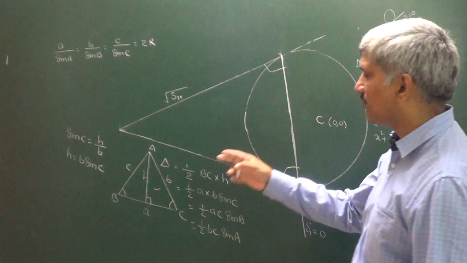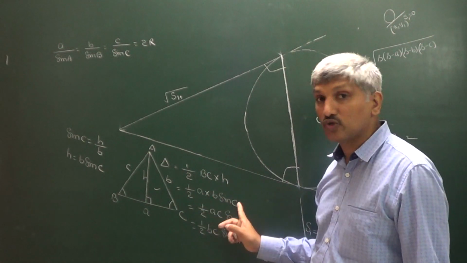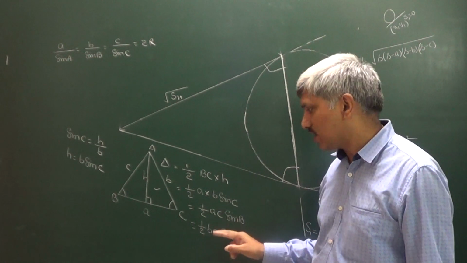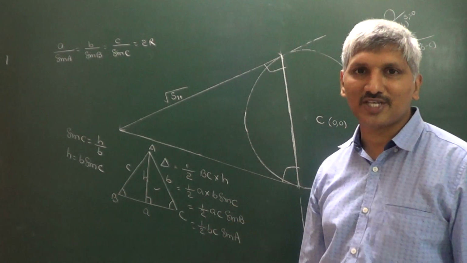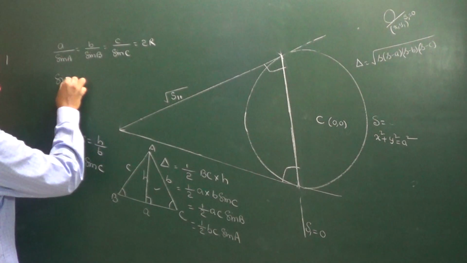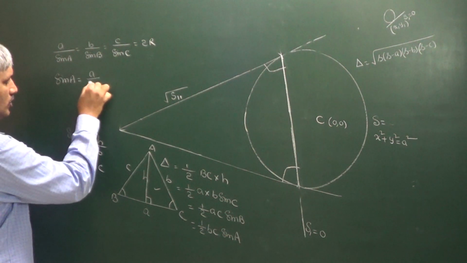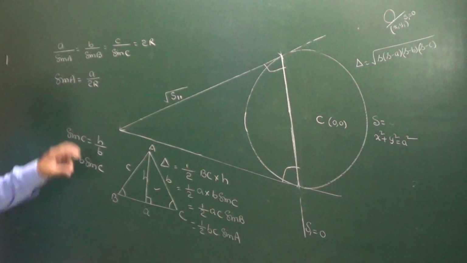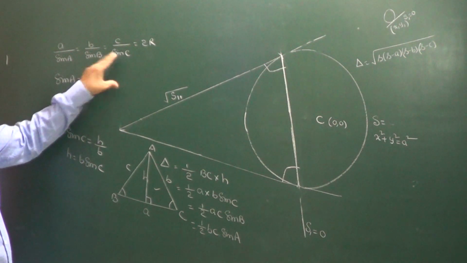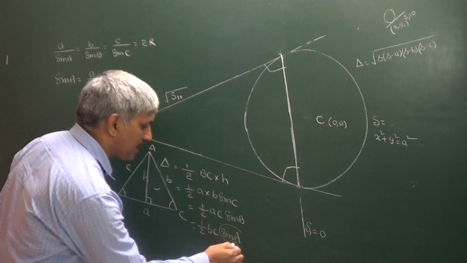Right? Now here we discussed the area of a triangle is equal to half into AB into sin C, or half into AC into sin B, or half into BC into sin A. Now from this can you tell me what is sin A? From the sine rule we can write sin A is equal to a by 2R, or sin B is equal to b by 2R, or sin C is equal to c by 2R. Now in place of sin A I am writing a by 2R.